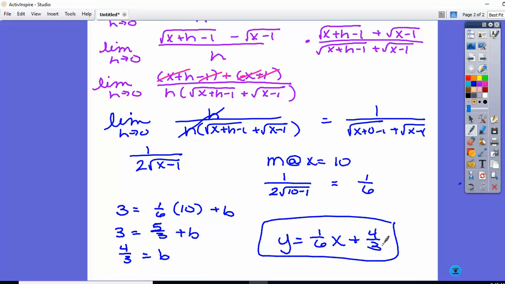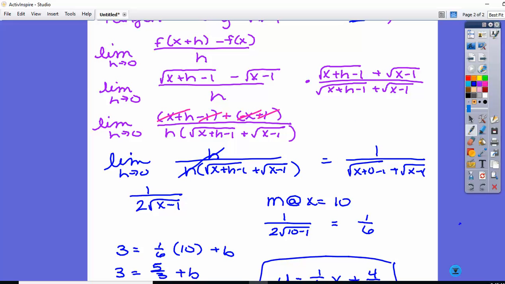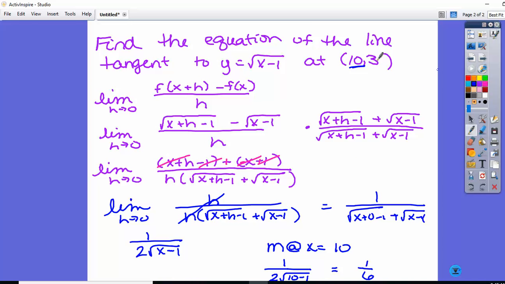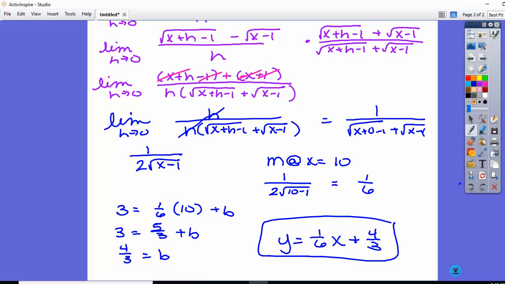Yes, sir. Where'd you get the x equals 10? Was that in the pair? I asked for the equation of the tangent line at the point 10, 3. Okay, so for the equation of a tangent line, you do the derivative to get your slope formula, and then plug in your point and slope. Is that one all right?